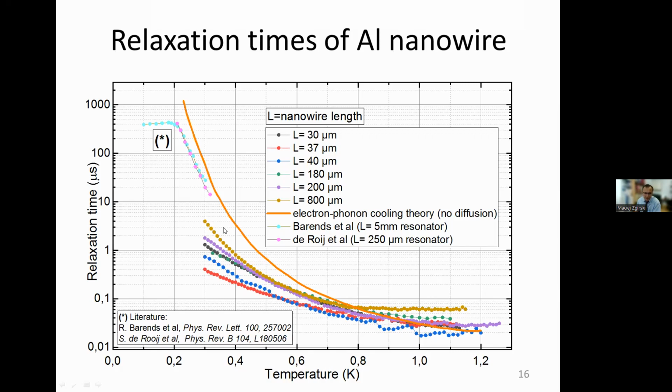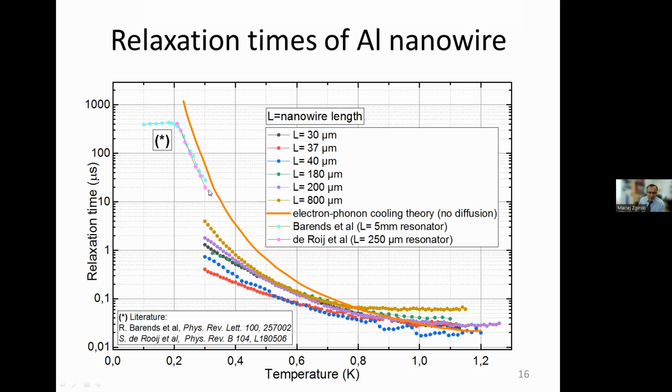at the lower temperatures the measured times are lower, and this can be due to the fact that the hot electron diffusion should be taken into account in addition. But even if we take this into account, still the discrepancy remains. For comparison, I added here this data measured at the lowest temperatures. These are data from literature.